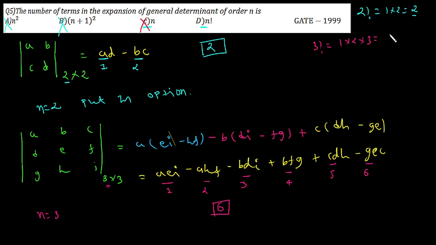So now again it is 6. Now it is exactly the same as the number of terms we get after the expansion of this 3 cross 3. So yes, we can say option D is the correct number of terms, which is simply n factorial, where n is the order of any determinant. So n factorial is the correct number of terms that you get in the expansion of any matrix of order n.